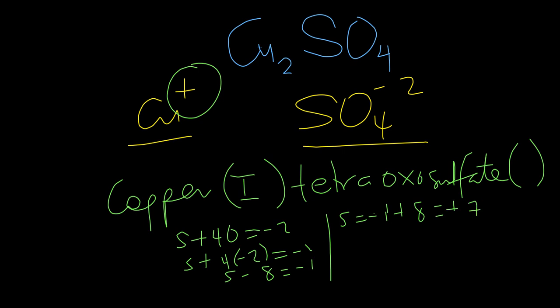So the oxidation state of sulfur will give us VII, the Roman numeral for 7. So we write VII here. So that's the name of the compound. It's copper(I) tetraoxosulfate(VII). Simple as that.